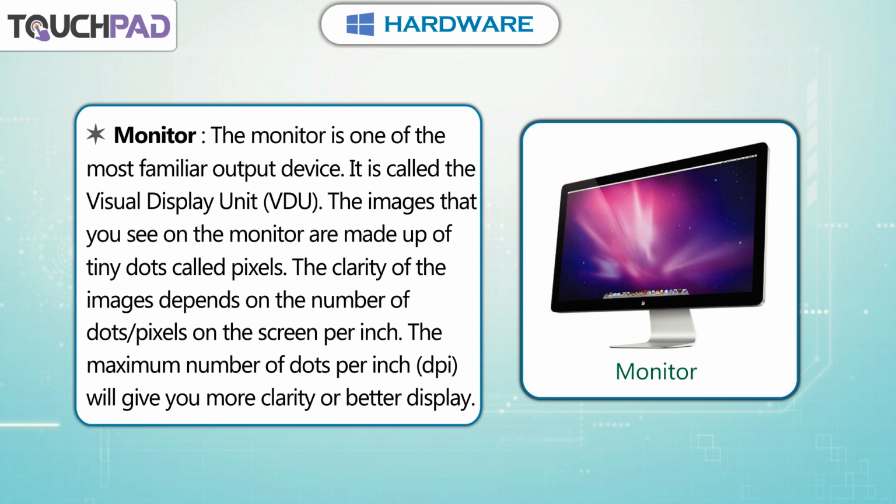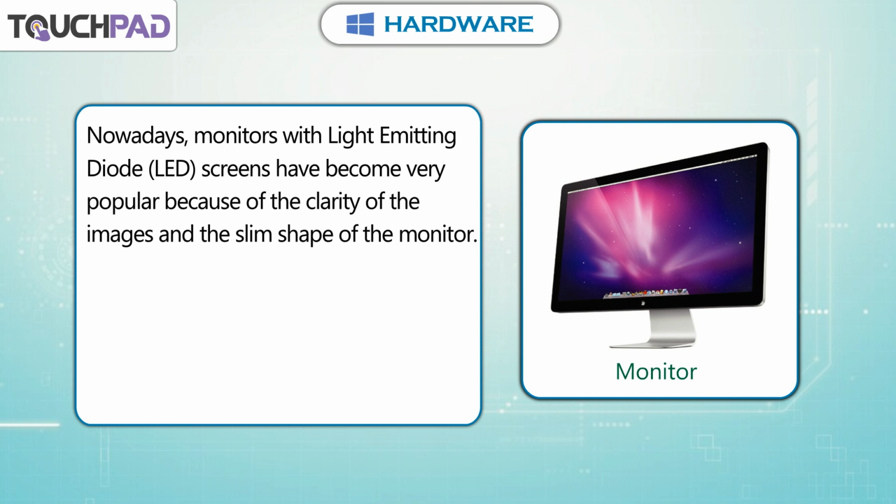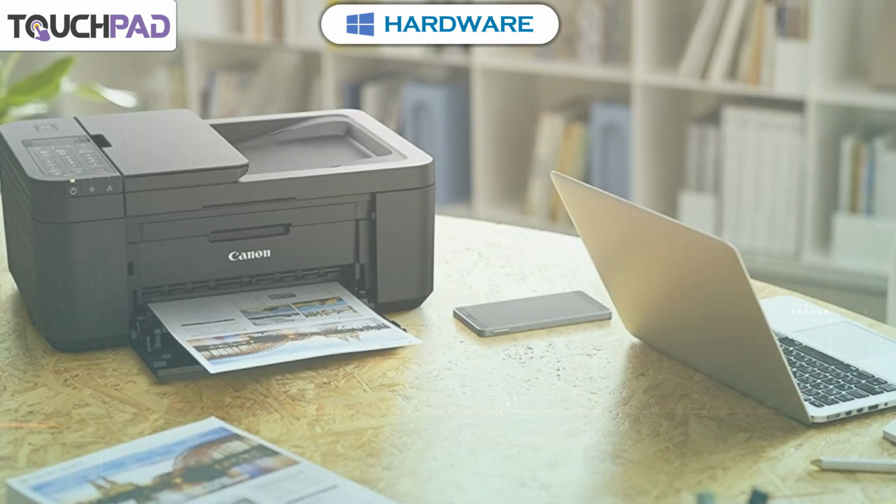The clarity of the images depends on the number of dots/pixels on the screen per inch. The maximum number of dots per inch, DPI, will give you more clarity or better display. Nowadays, monitors with light-emitting diode LED screens have become very popular because of the clarity of the images and the slim shape of the monitor.